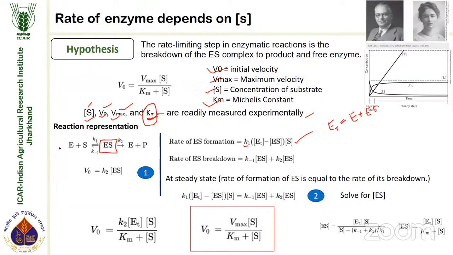The second rate is dissociation, how ES is lost. ES is lost by two reactions. One is the backward reaction of the previous one, and the other is the formation of product. So the rate of ES breakdown is the result of two reactions. One is the backward reaction, K reverse into ES. For this reaction ES is the only substrate, so K2 into ES. So consider these first and second equations. This is the crucial thing; if you get this, it is very easy.